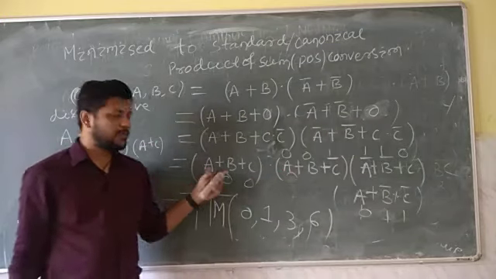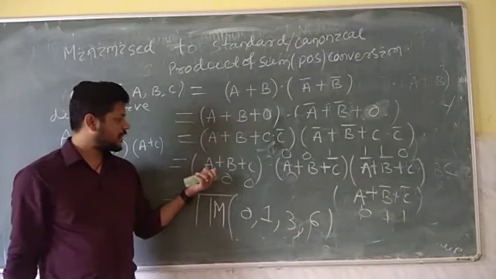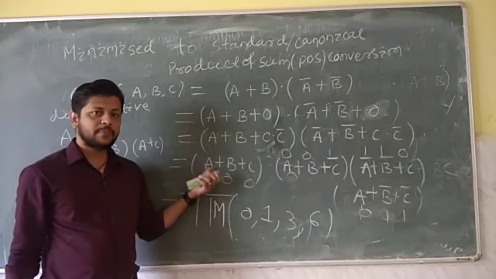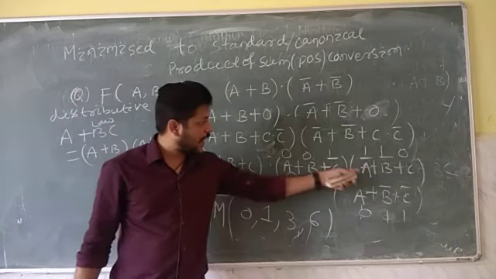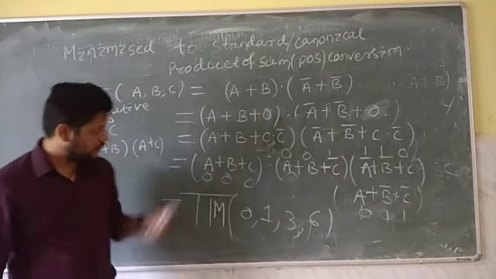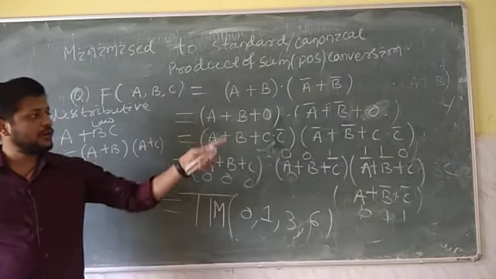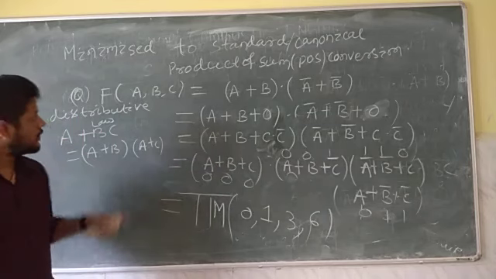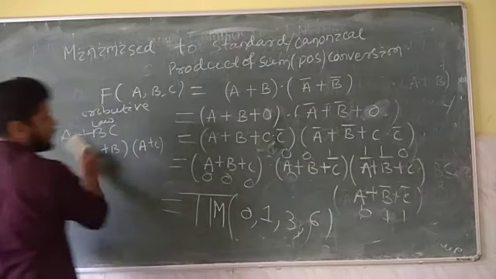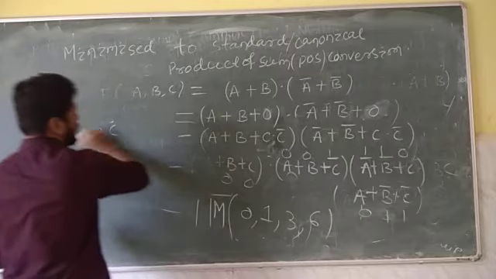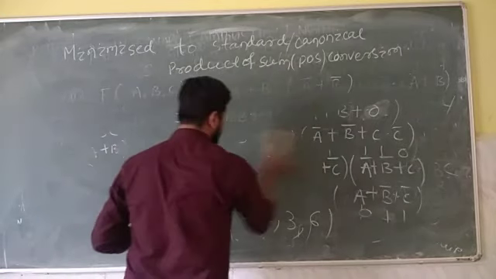So how to convert this variable into max term? If the variable is written directly, that is a, it means 0. If a bar is written, it is written as 1. So like that 0, 0, 0, 0, 0, 1, 1, 1, 0 and 0, 1, 1. So this is the way to convert an expression from minimized to canonical standard product of sum form.